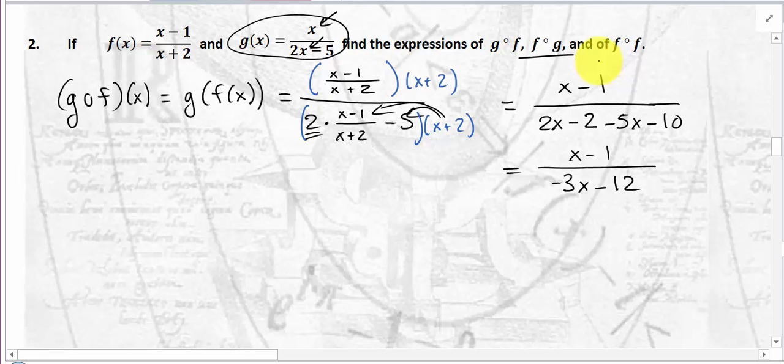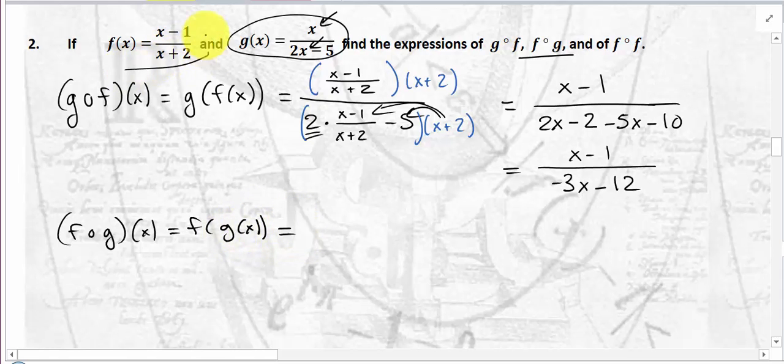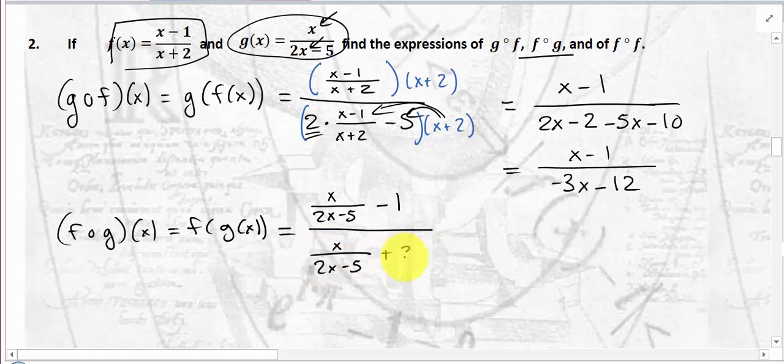Let's do a f round g, or f of g. So f round g of x is just f of g of x. And so I'm going to be looking at the expression of f of x, and I'm going to replace all the x's by the expression for g of x. So x minus 1, so x over 2x minus 5 minus 1 over x plus 2, so x over 2x minus 5 plus 2. Okay? So hey, same thing there.